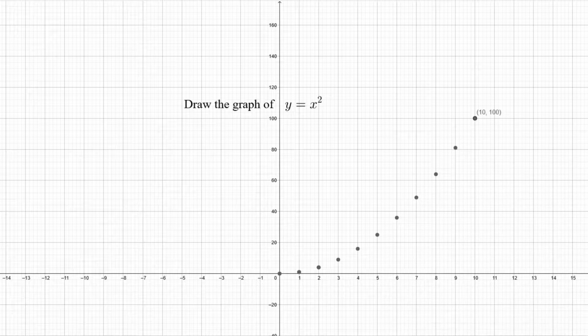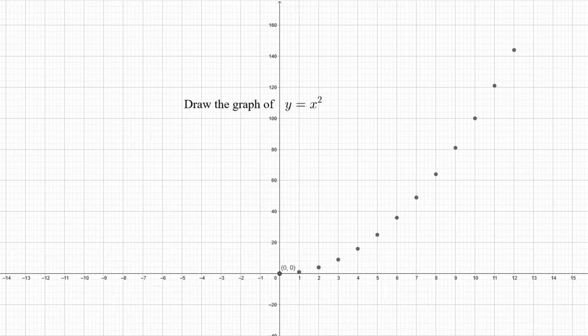We see that it doesn't take long before the values of y go up quite quickly as x increases. Of course, the curve we're looking for is not defined only for integer values, but these are the ones that make it easy to start seeing what the curve is going to look like.